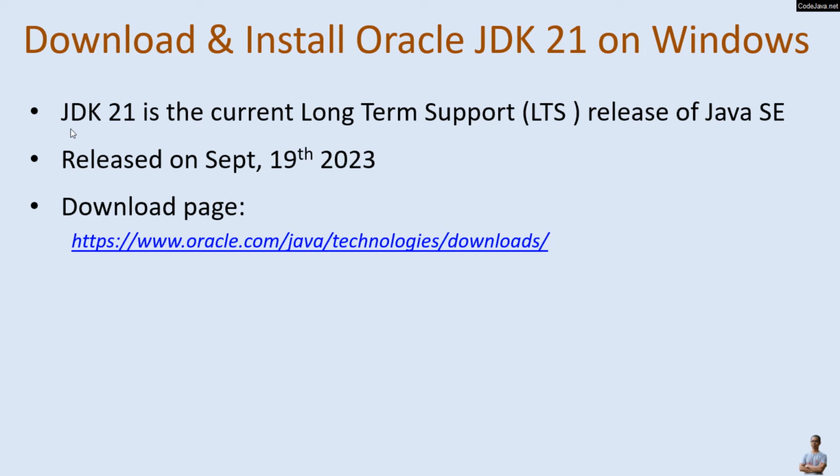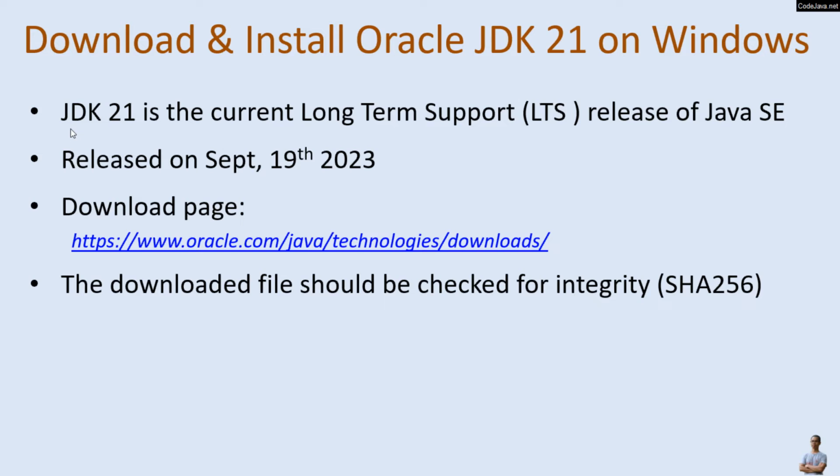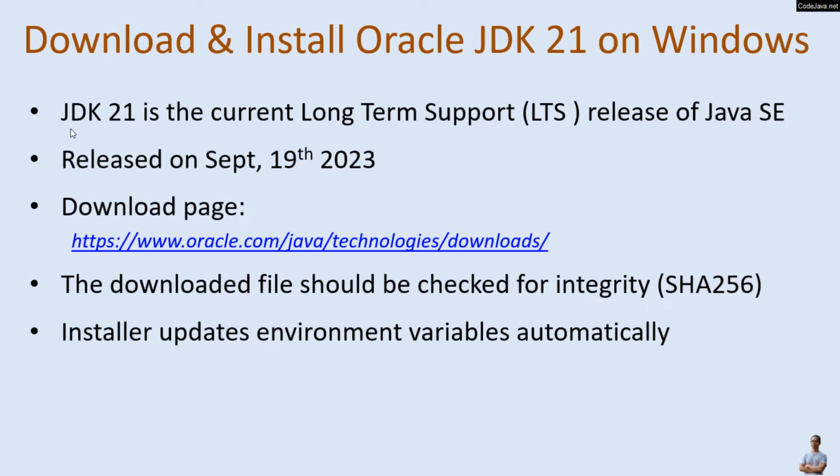And the official download page of Oracle JDK 21 is at this URL. And the downloaded file should be checked for integrity. Check the SHA-256 checksum. And note that the installer updates environment variables automatically, so the setup of Oracle JDK 21 on Windows will be simple and easy.